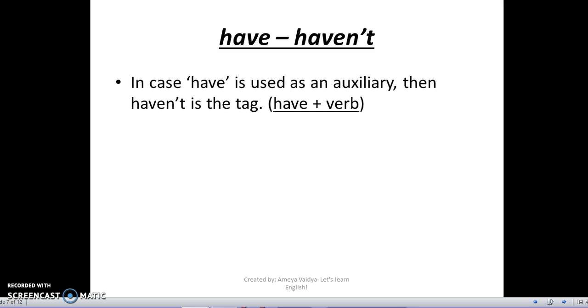If have is used as an auxiliary, then haven't is the tag. So have plus verb, and you will change it to haven't. Let's take a look at the example. They have done their homework. I repeat, they have done their homework.